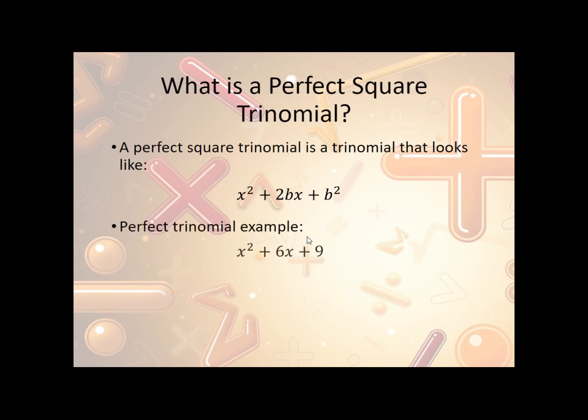So an example of this would be x squared plus 6x plus 9. So we know that 9 is 3 squared, and 3 times 2 is 6. So this is a perfect square trinomial. When we factor this, we recognize that this becomes x plus 3 times x plus 3, or x plus 3 squared.